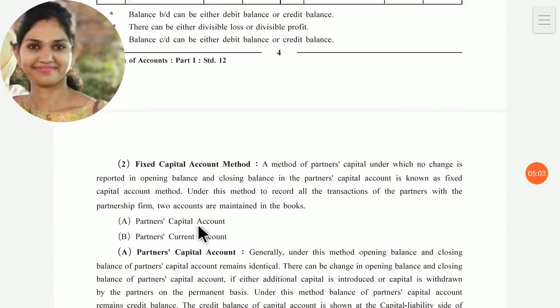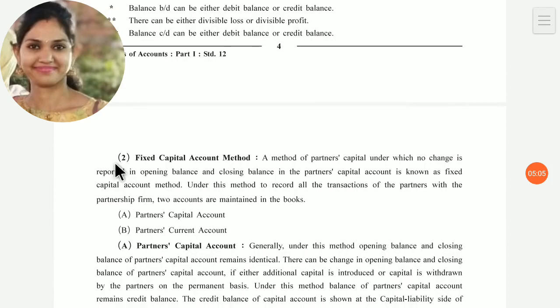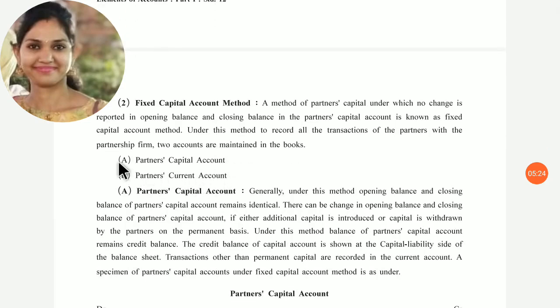Now we are coming to the second method. The second method is the fixed capital account method. According to the name, we can understand that fixed capital means opening capital and closing capital will be the same. There will be no change in the capital. So we will prepare two accounts in this method: partners capital account and partners current account.